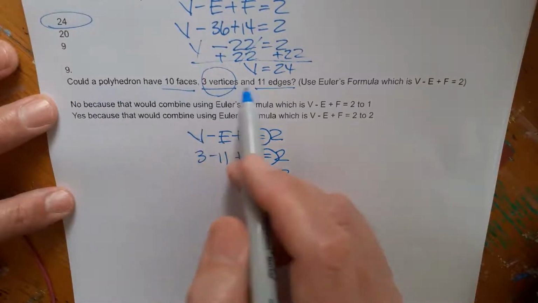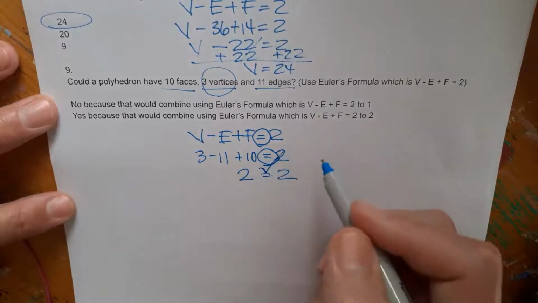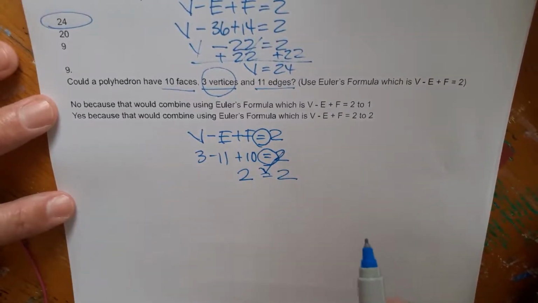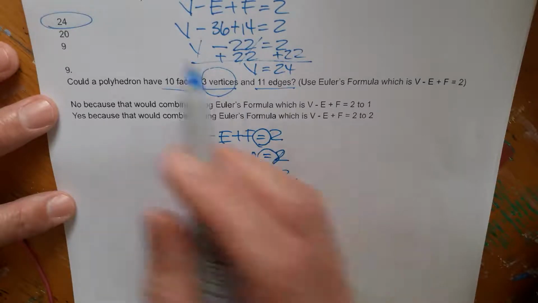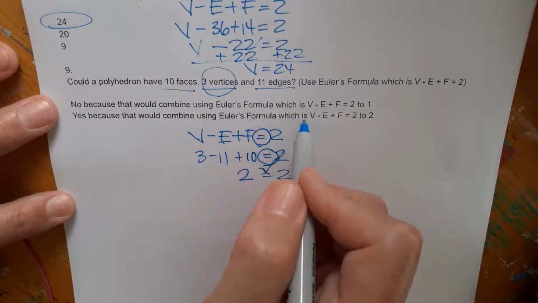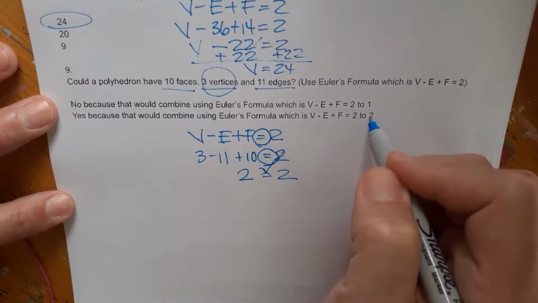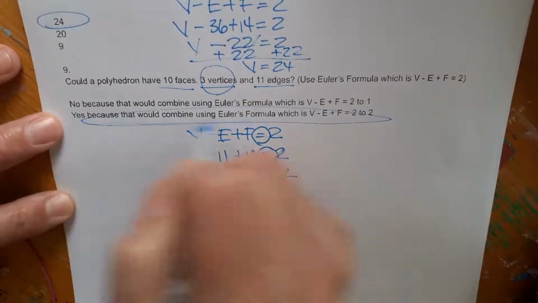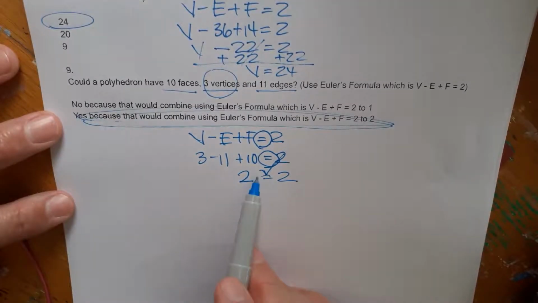Could a polyhedron have this? Use Euler's formula. I don't know. Looks good to me. Unless I'm doing my math wrong, you guys can check that later. If I am, I stand corrected. So let's see, yes, because that would combine using Euler's formula, V minus E plus F equals 2. I'm not sure if they're tricking me or not, and I'll look into this one and see if I can correct it by the time you get it, if it's wrong. Otherwise, I believe it's yes, it can.